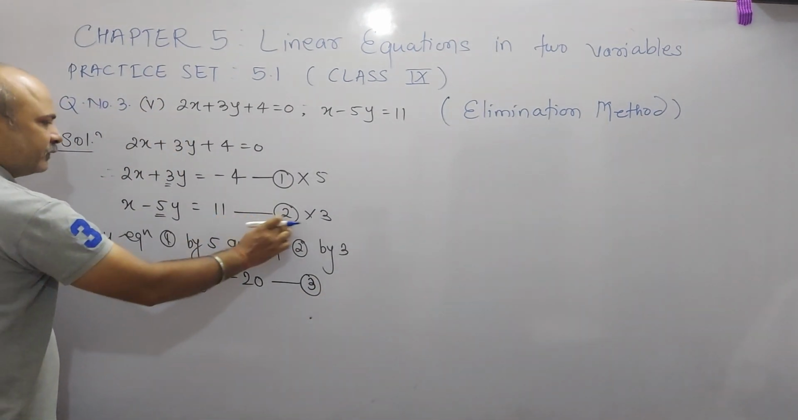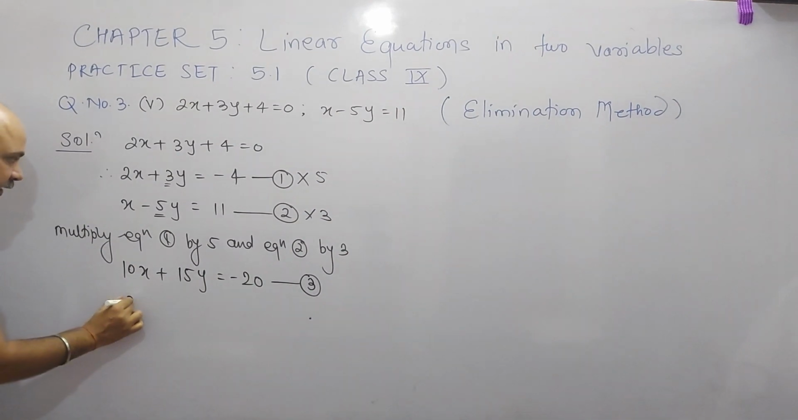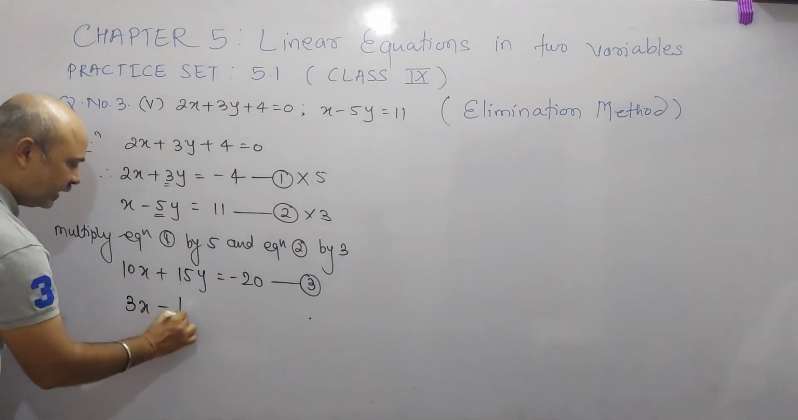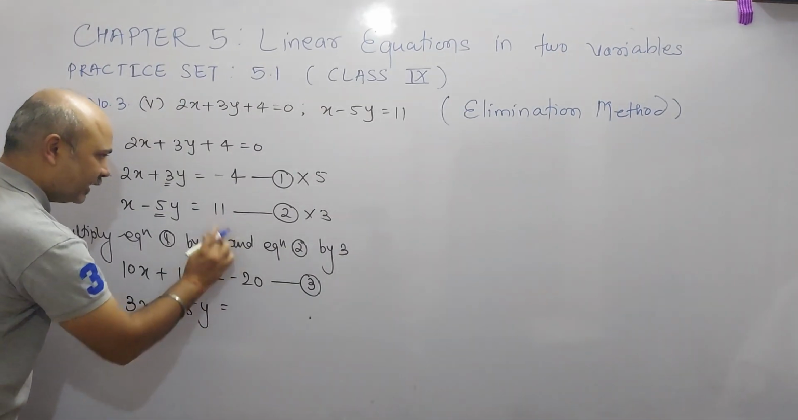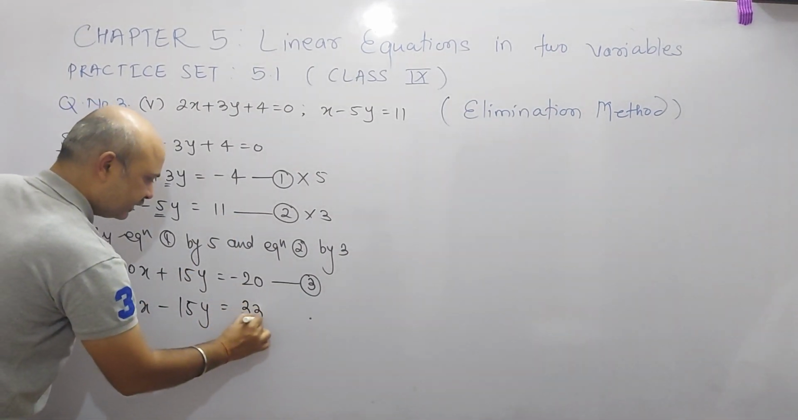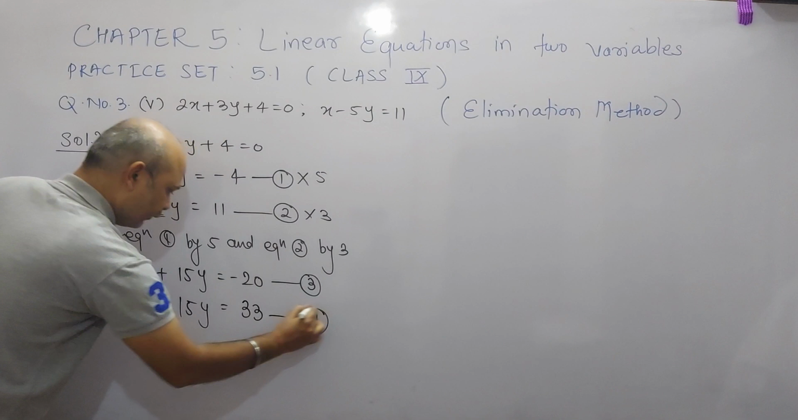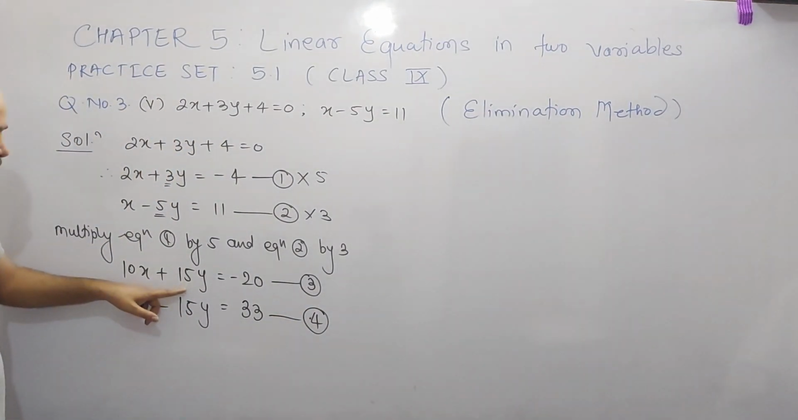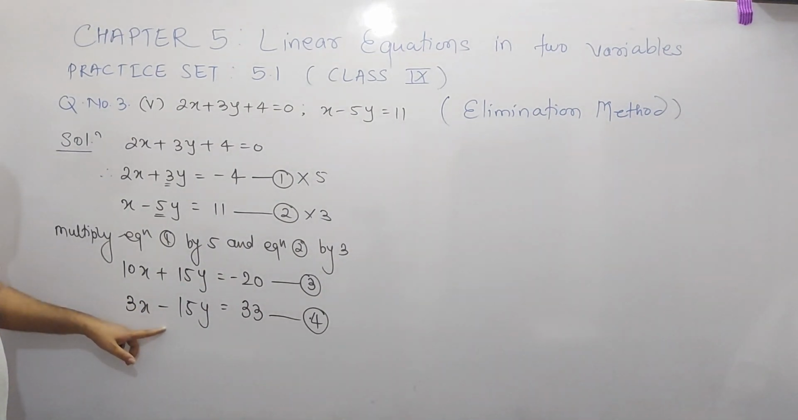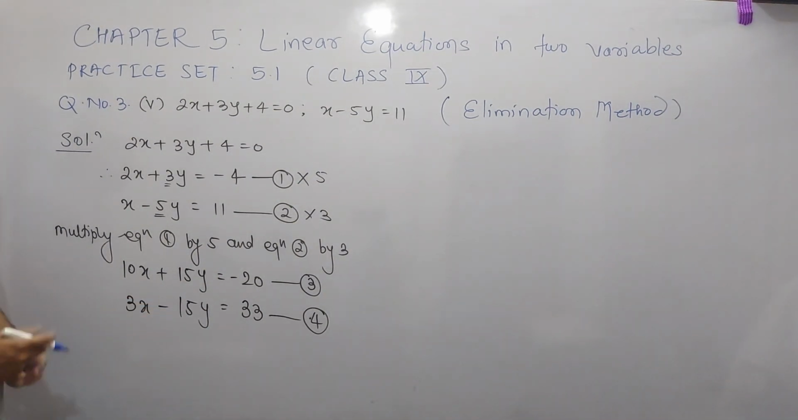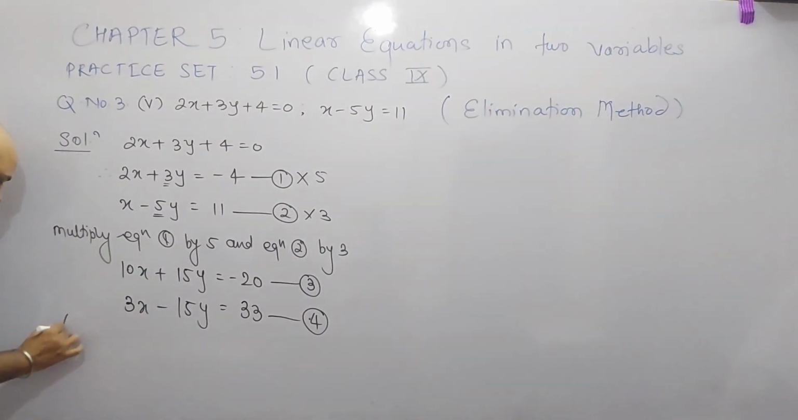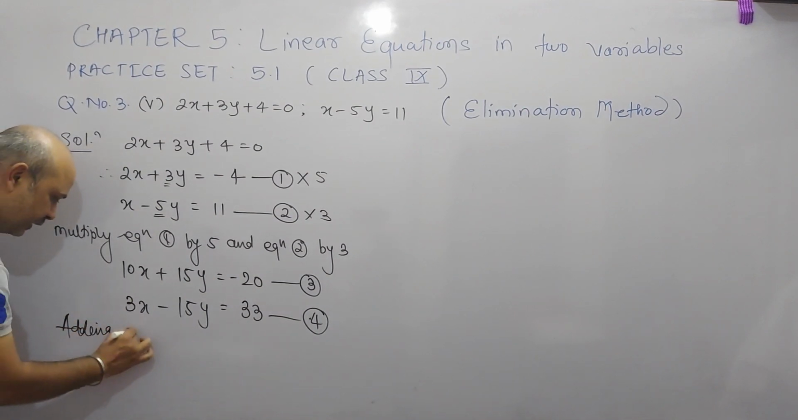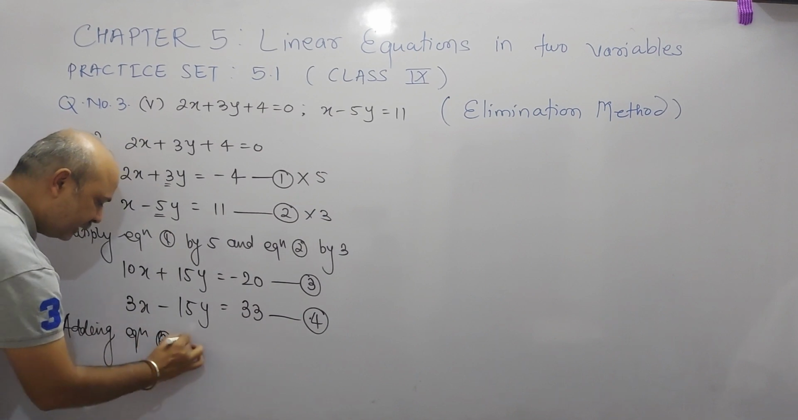Similarly, multiply the whole equation 2 by 3. So we get 3x minus 15y is equal to 33, since 11 threes are 33. This is equation number 4. So as the variable y now has equal coefficient and opposite sign, you are going to add equation 3 and equation 4. So you will write: adding equation 3 and equation 4.